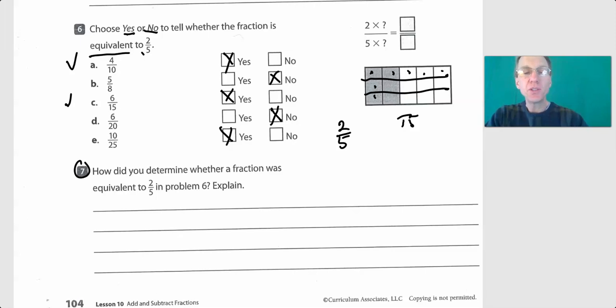Number 7, how did you determine whether a fraction was equivalent to 2/5 in number 6? So what we did was, and there are different ways to do it, but I tested each one.